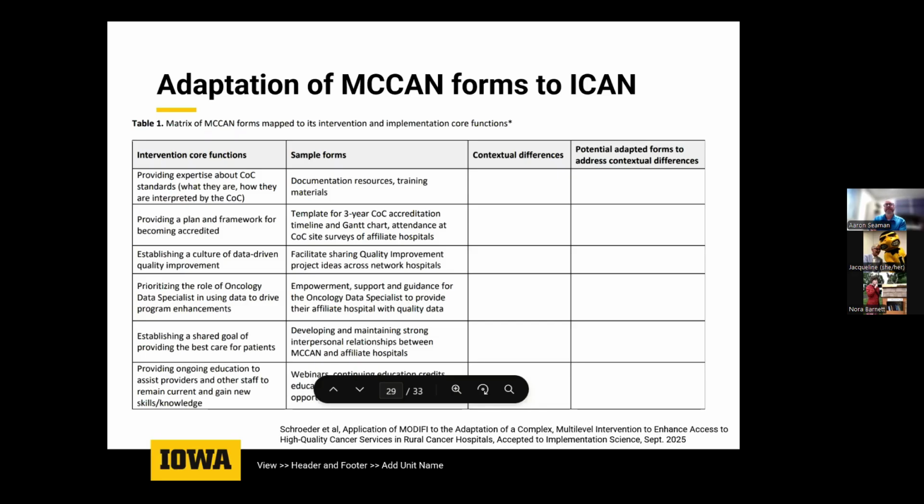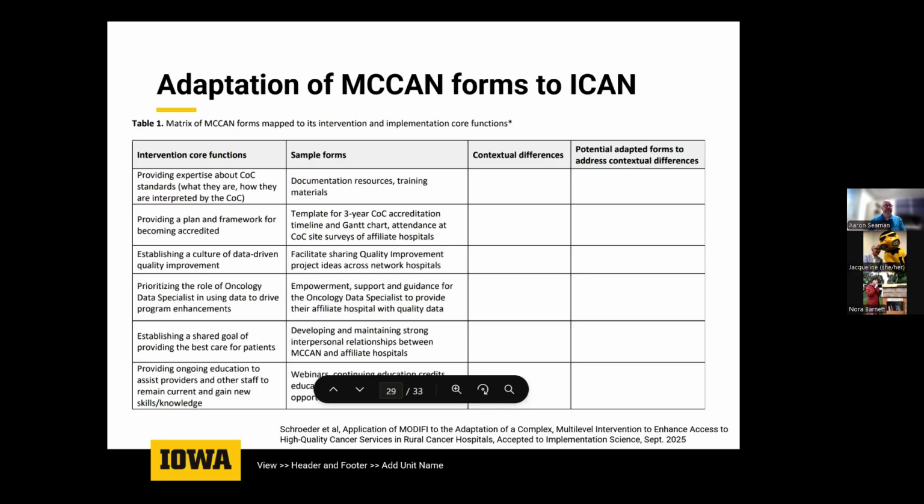What are the contextual differences between McCann and ICANN and the network we were looking to build? As a quick example, one of the key ones is, if you'll remember the map of Kentucky with UK and the affiliate sites around it. UK is really in the center, and it's surrounded by the affiliate sites. So it has a nice centralization, both in terms of access, but then also in terms of visibility and presence within the state.